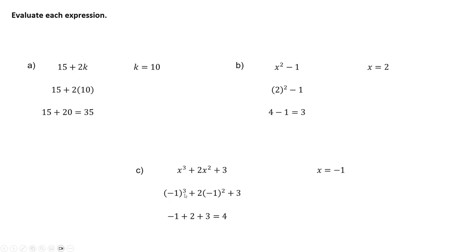Our x value here, again, is -1. We're raising this entire -1 to the power of 2, and we're multiplying it by 2. Okay. So this -1 to the power of 3 remains -1. -1 squared becomes +1. 2 times +1 is 2, plus our 3. So our expression is -1 plus 2 plus 3, which gives us an answer of 4.